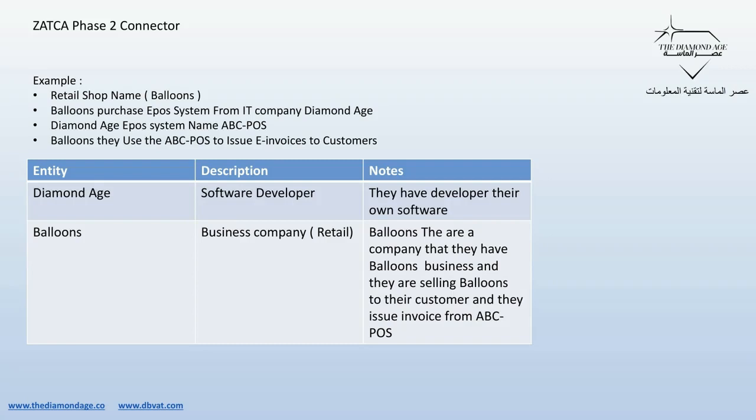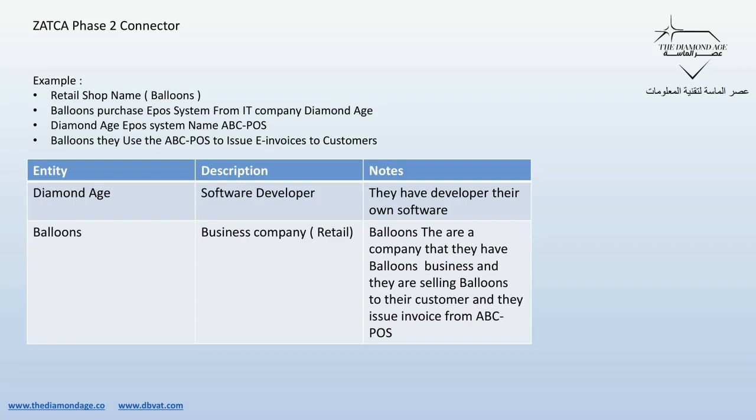Now, Balloon, as a company or retail shop, uses ABC POS to issue e-invoices to their customers, who come to the shop to buy materials, products, or services. So here, Diamond Age is the software developer who has the software, and Balloon is the customer using the software, ABC Point of Sale.